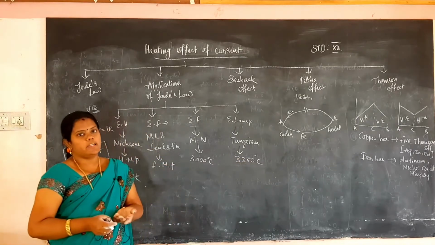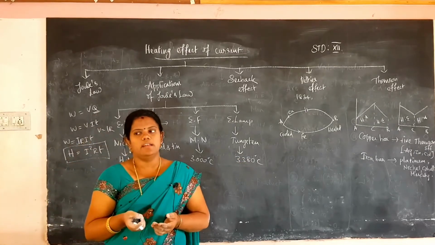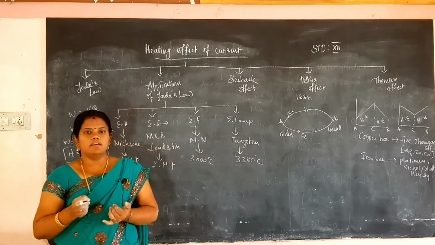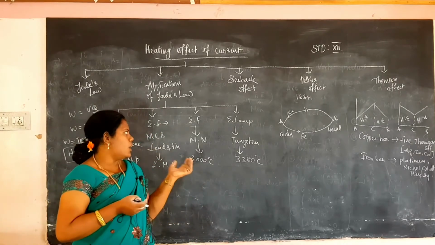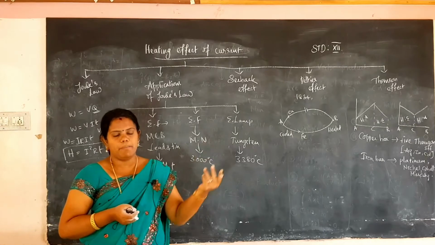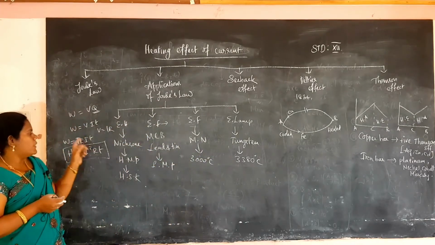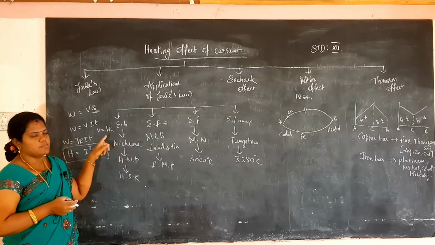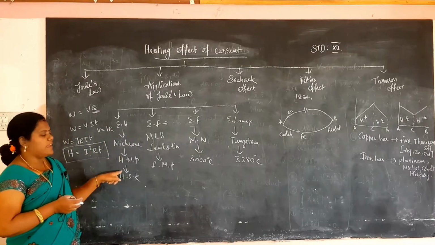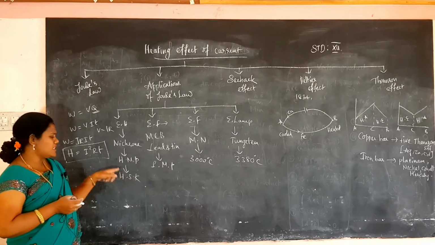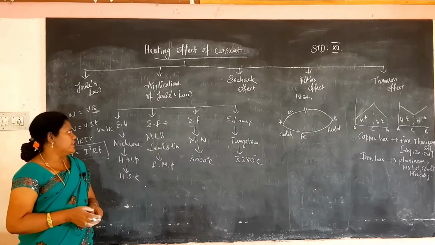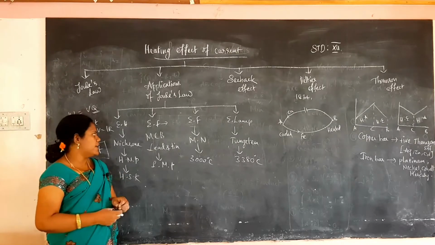Sometimes a carbon arc will give the light energy. The carbon arc and some deflectors also act as an electric lamp. Okay, so those are the applications of Joule's law. One is the electric heater. Electric heaters are made up of nichrome, having a high melting point and high specific resistance. And then the electric fuse. The second application is the electric fuse.